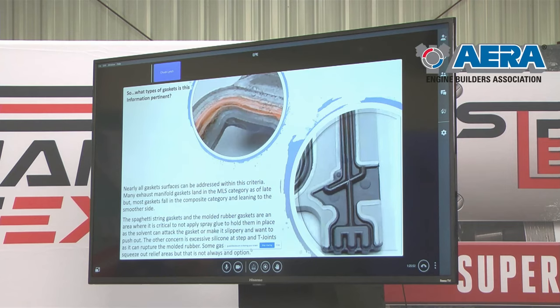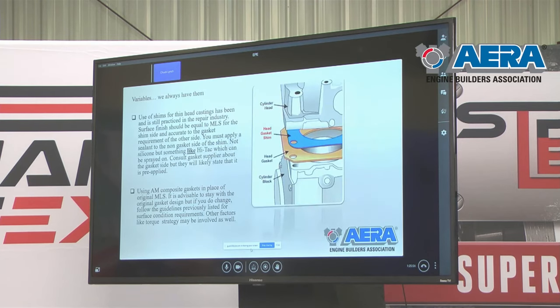So variables, we always have them. I know we're primarily talking to the high performance market, but I know there are also shops doing stock production work that are taking the opportunity to learn some things today. So the use of shims for thin head castings has been around a long time, but it's still practiced.